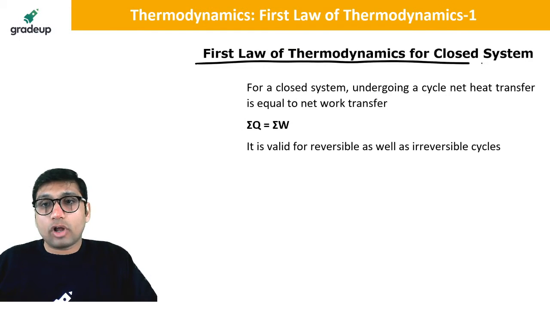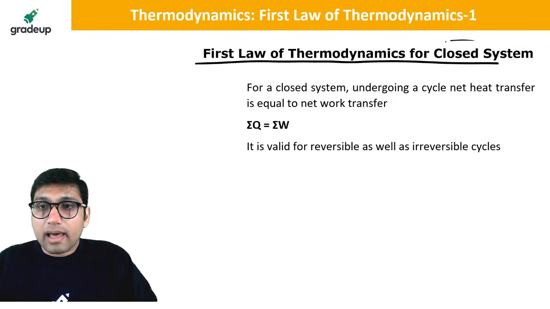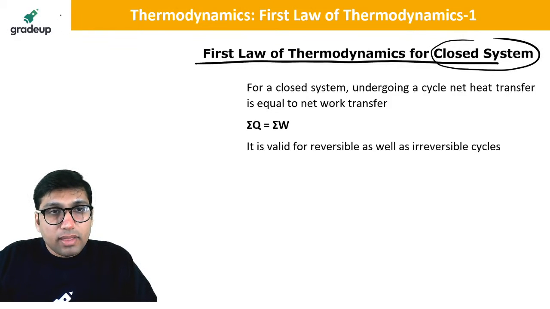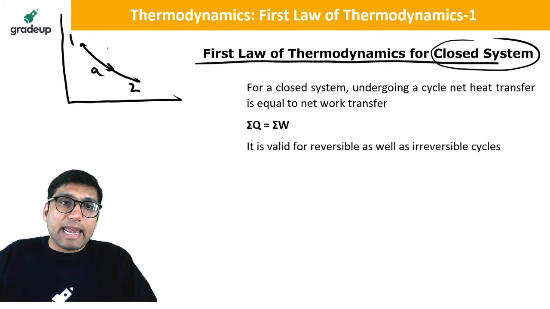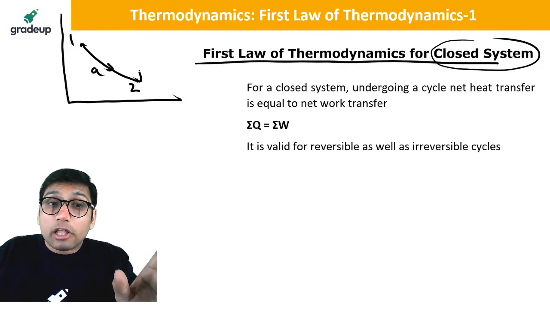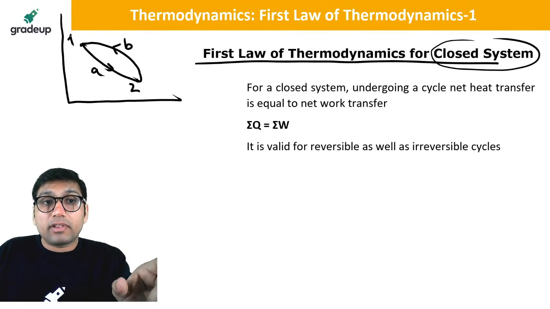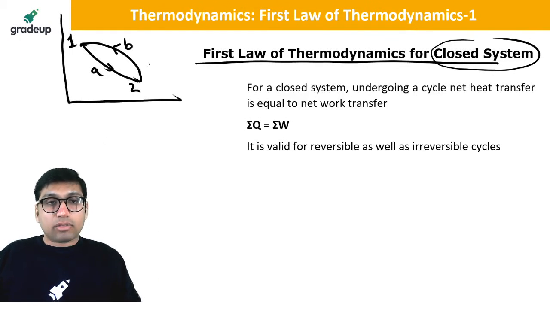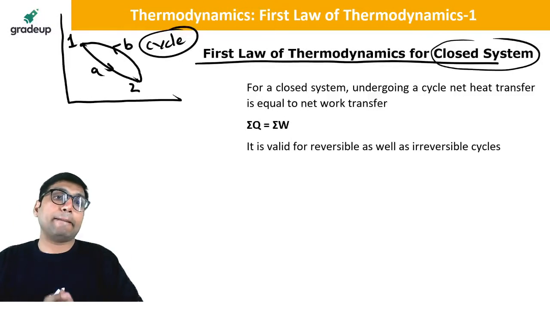Now, according to the first law of thermodynamics for a closed system in a cycle. In a cycle, what is a cycle? I forgot to tell you that if a system changes state from 1 to 2 through some path, let us say this is the path, and the system returns back to the initial point, not following the same path but a different path, and returns back to point 1, then that is called a cycle, or thermodynamic cycle.